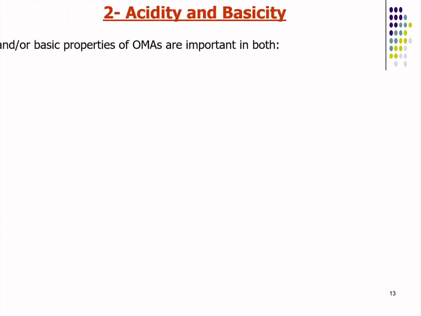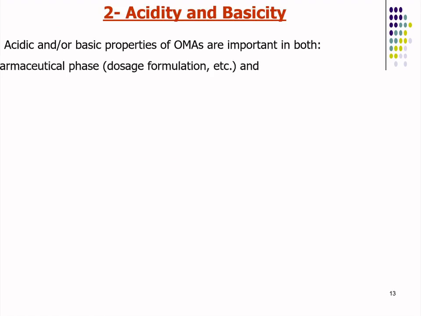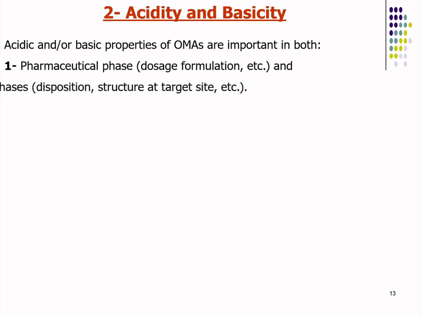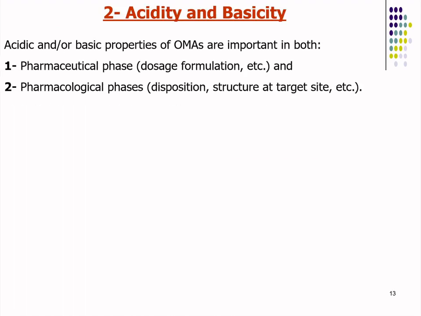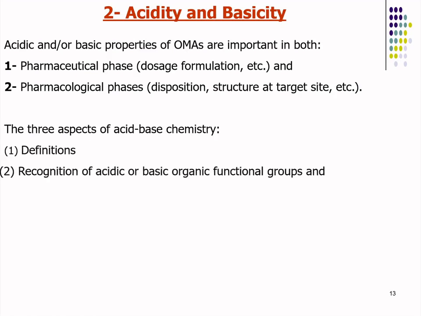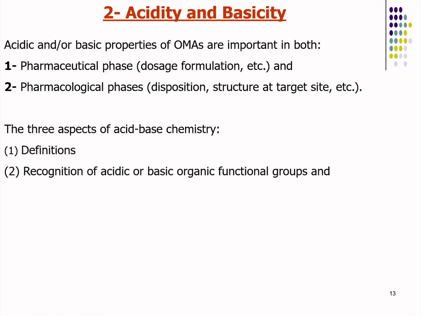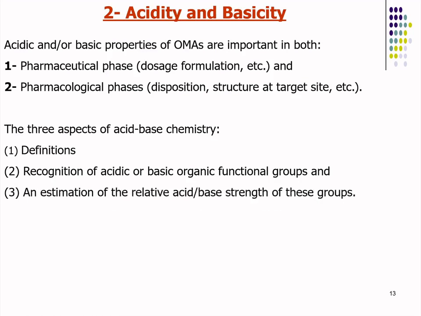Acidity and basicity. Acidic or basic properties of OMAs are important in both pharmacological phases. In these two phases, the three aspects of acid-base chemistry are definition, recognition of acidity or basicity in basic organic functional groups, and estimation of the relative acid and base strength of these groups.